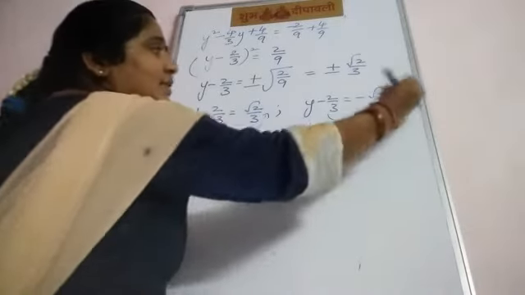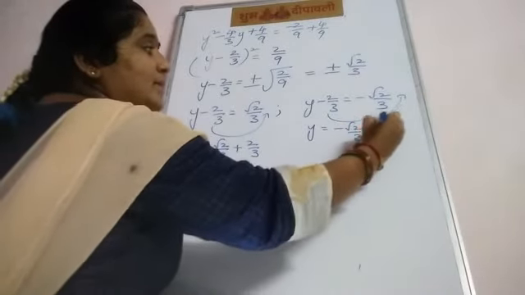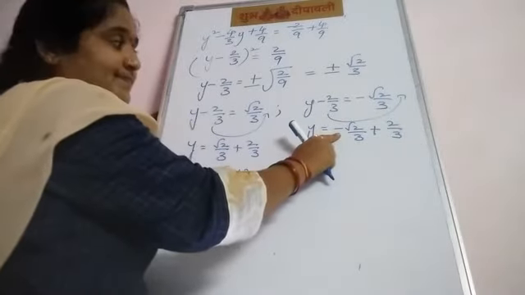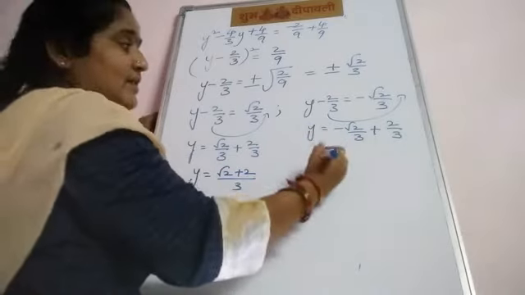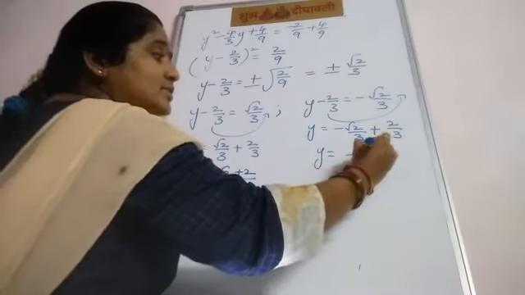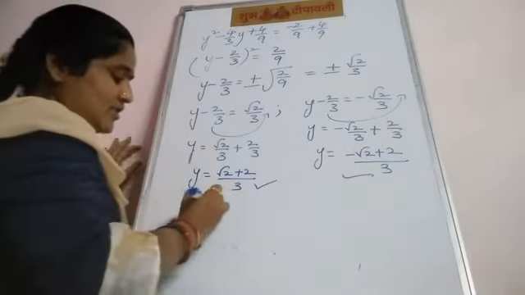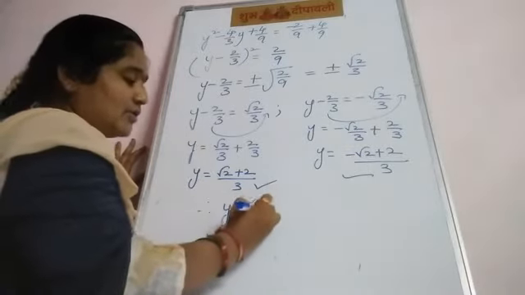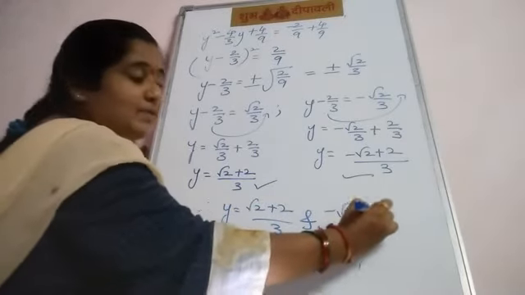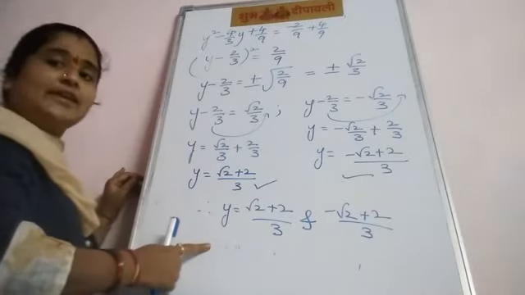This one will go to the right side. y equal to minus root 2 upon 3 plus 2 upon 3. It is a surd, and the denominators are the same, so you can't do subtraction. y equal to minus root 2 plus 2 upon 3. These are the two roots. Therefore, y equal to root 2 plus 2 upon 3 and minus root 2 plus 2 upon 3 are the roots of the given quadratic equation.